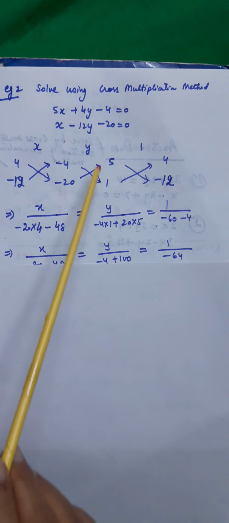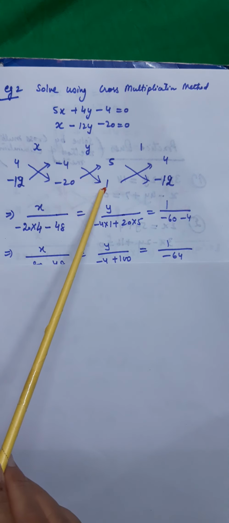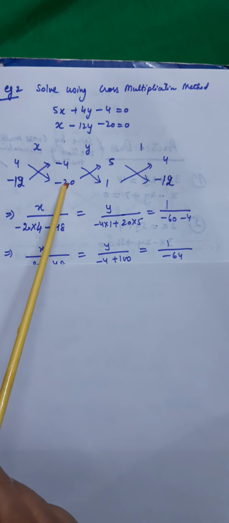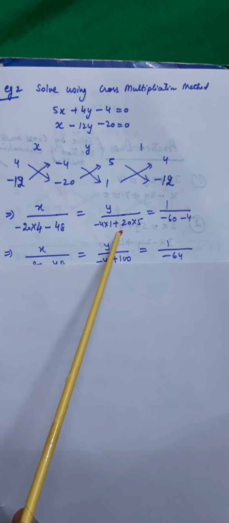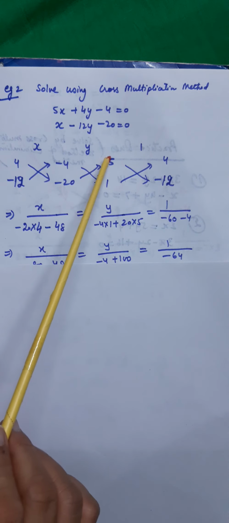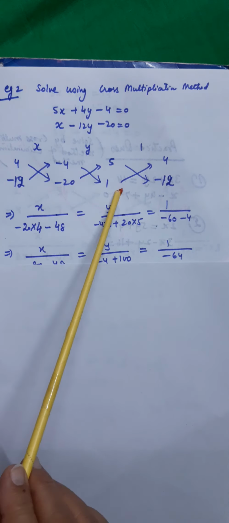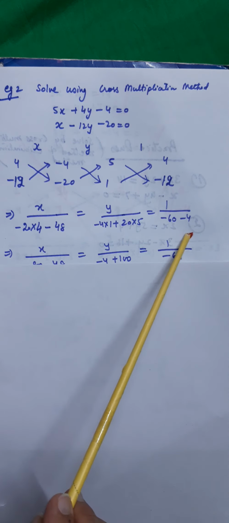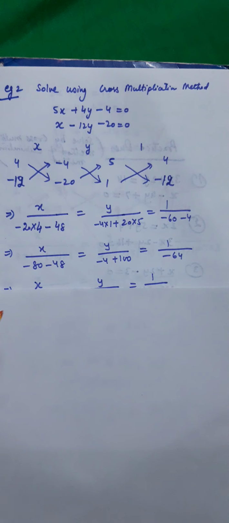Now this implies x upon minus 20 into 4 minus 48. This is equal to y upon minus 4 into 1 plus 20 into 5. Y plus, because this is minus of minus 20 into 5, that will become plus 20 into 5, is equal to 1 upon 5 into minus 12 is minus 60 minus 4 into 1 is 4. So this gives me x upon minus 80 upon minus 48 is equal to y upon minus 4 plus 100.